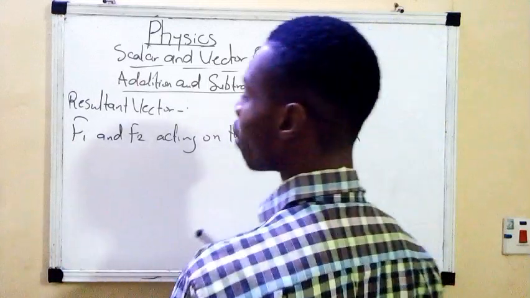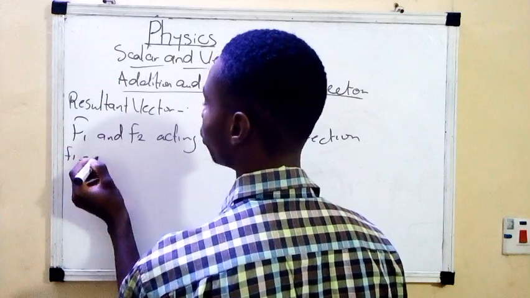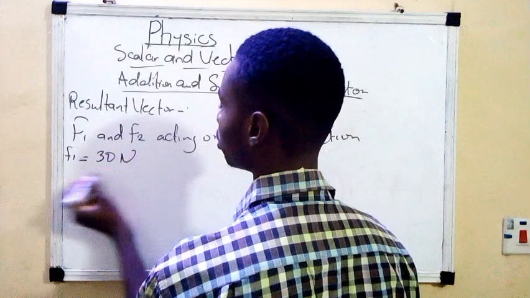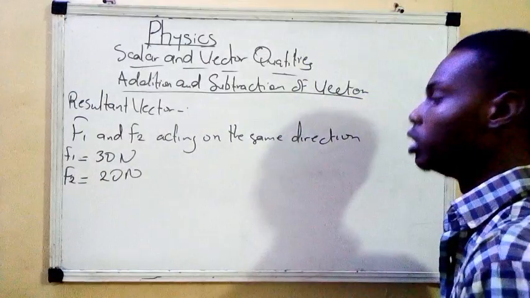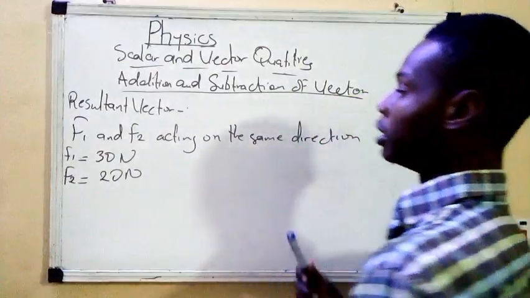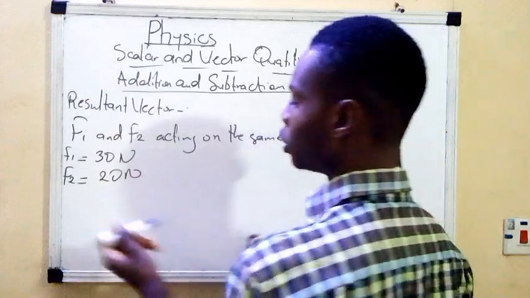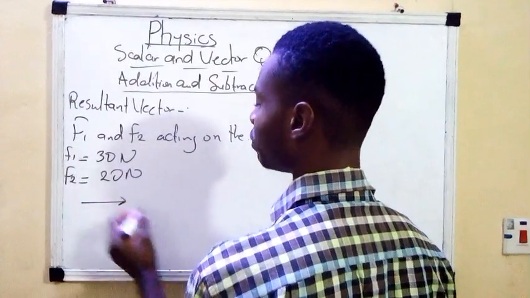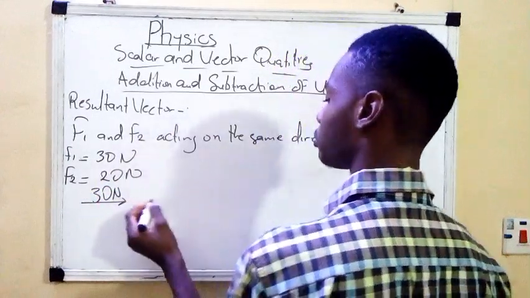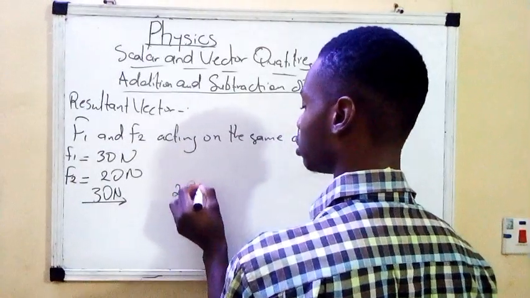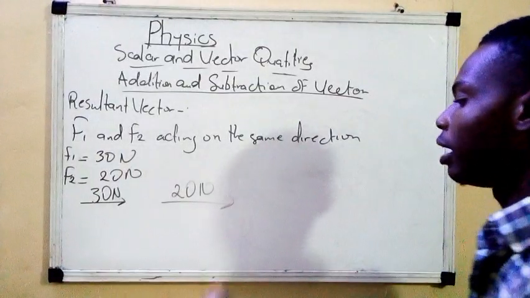Let us say our F1 is equal to 30 and F2 is 20. We said F1 and F2 are acting on the same direction. So we have two vectors acting on the same direction. If F1 is 30 Newton acting this way, then we have 20.